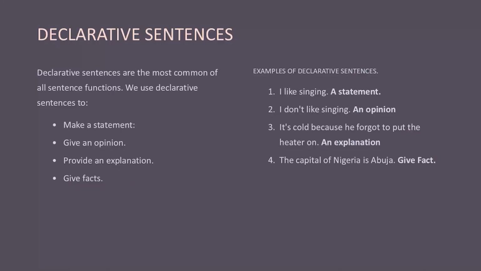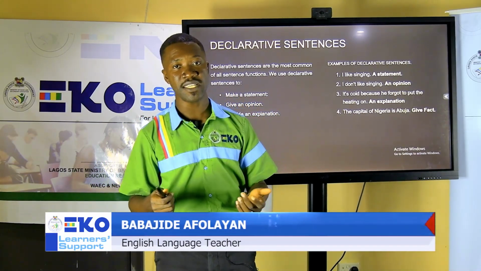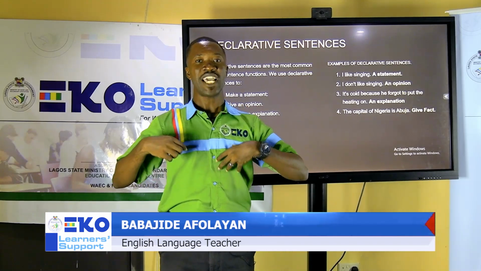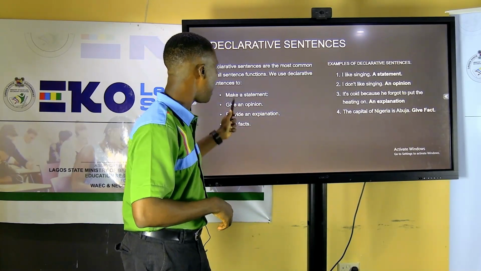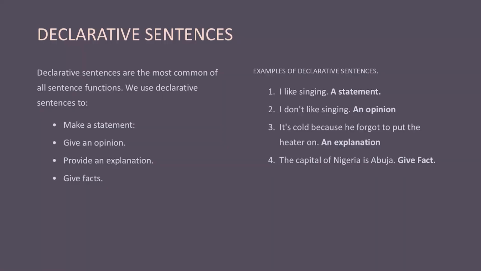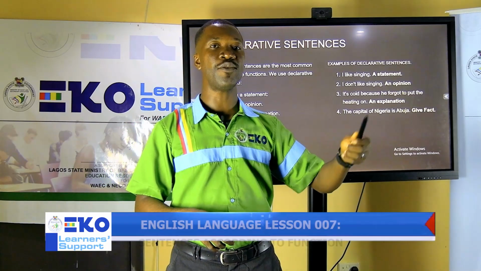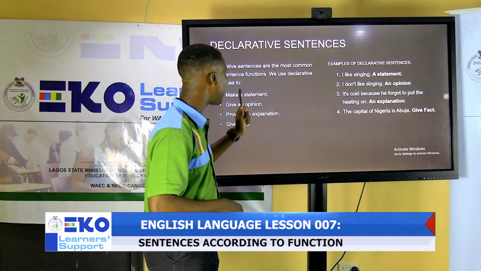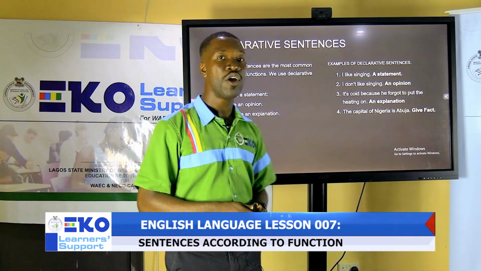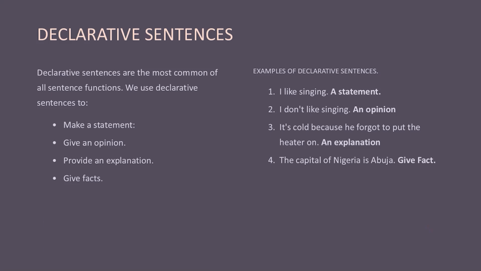We also use it to give an opinion. You want to give an opinion about something, about somebody, or you want to express your idea about a thing. You make use of the declarative sentence. We also use it to provide an explanation. Something went wrong and you are trying to explain, or you want to explain the reason why a thing should be the way it is. You make use of your declarative sentences. And finally, we can use it to give facts. Sometimes we also use it to state truth.